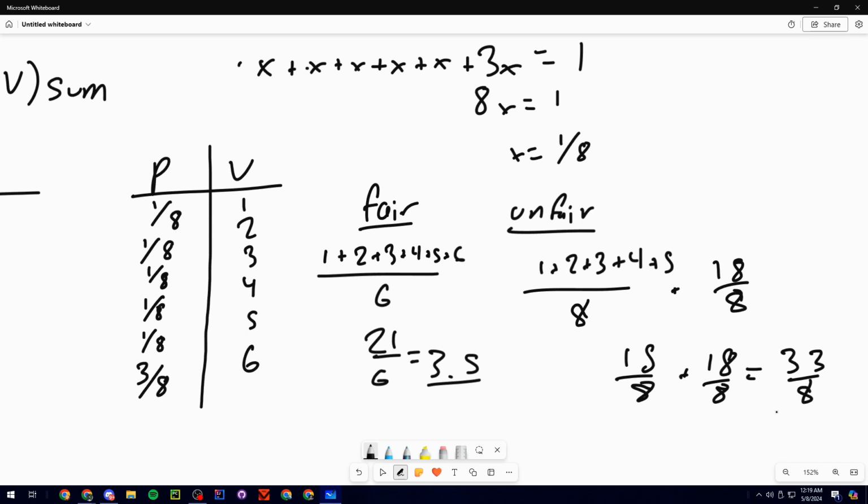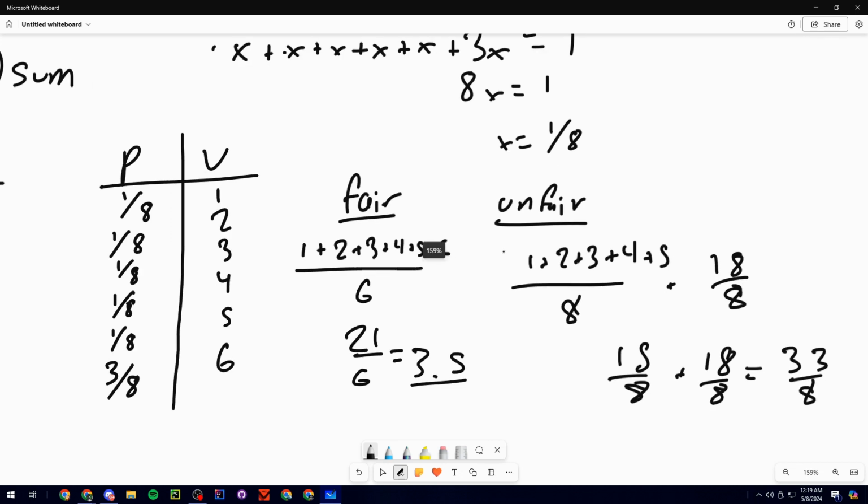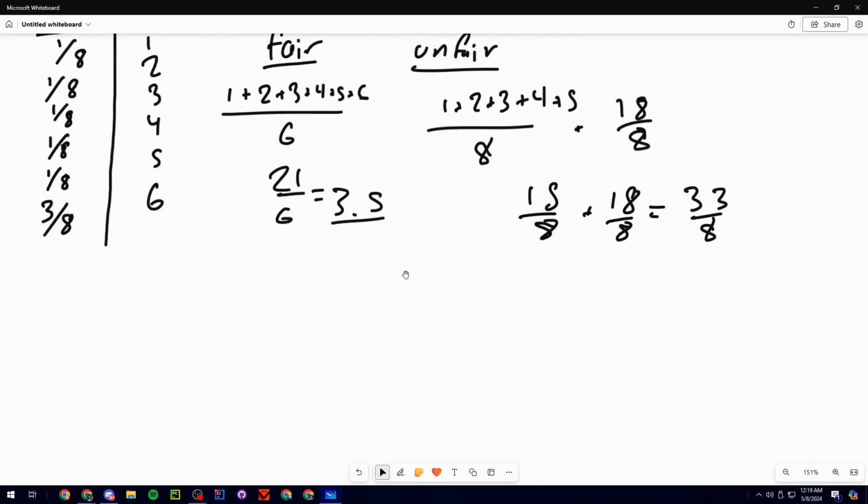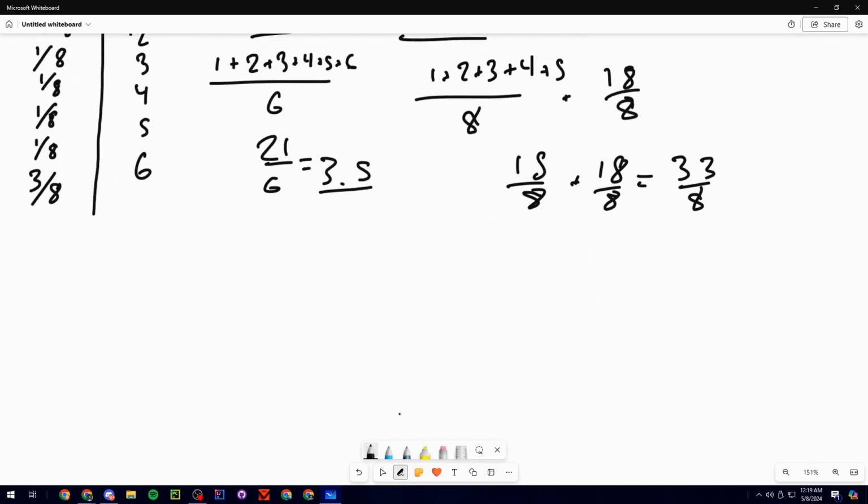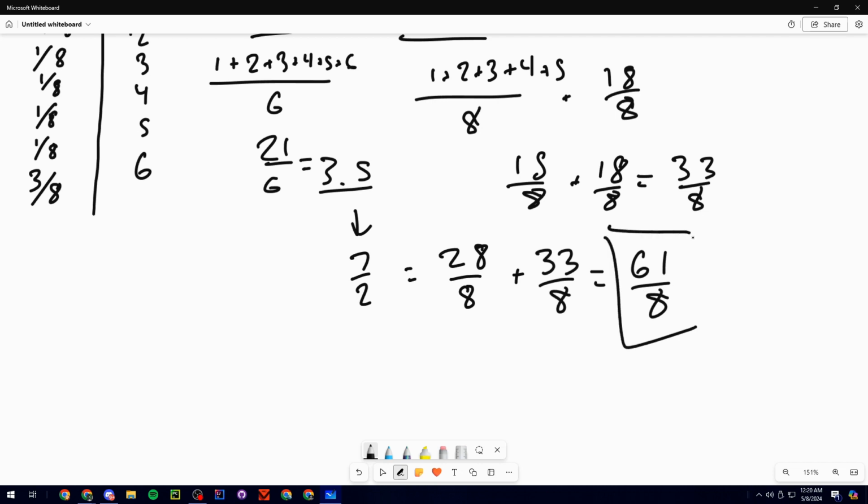And now I have 3.5 and 33 over 8. Both of those are kind of awkward. Honestly, I just convert it to fractions, because when it comes to doing it by hand, I always trust my fraction math over my decimal math. So this is just 7 over 2. Converting it to 8 is just multiplying the top and bottom by 4. So that's equal to 28 over 8 plus 33 over 8, which is 61 over 8. And that's your final answer.